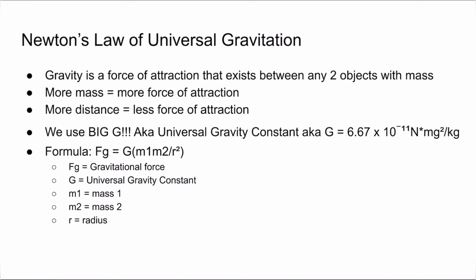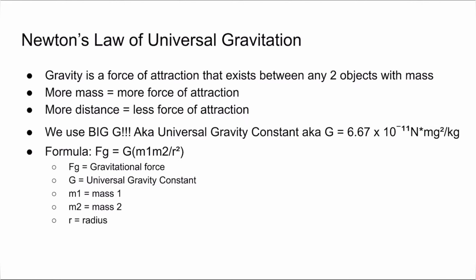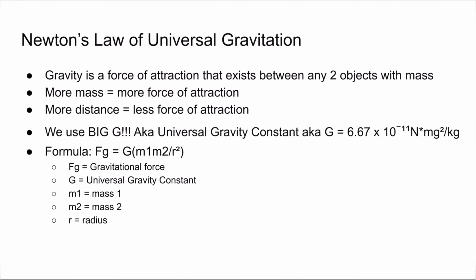For most of these questions, we're going to be using big G, the universal gravity constant, which is 6.67 times 10 to the negative 11th. We're not going to be using little g, which is 9.81 meters per second squared, because that's more for objects on Earth's surface. For the questions in this unit, we're talking about planets and things like that. The formula is gravitational force equals the universal gravity constant times mass 1 times mass 2, all over radius squared. And now let's do some multiple choice questions.